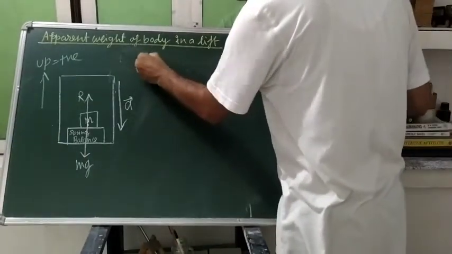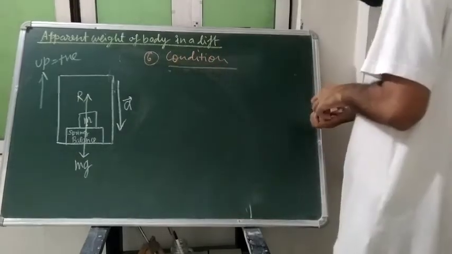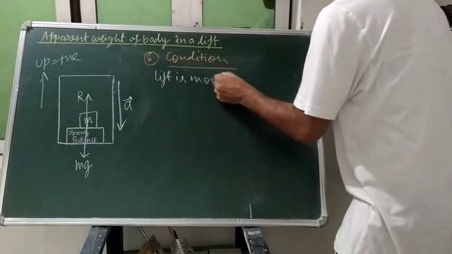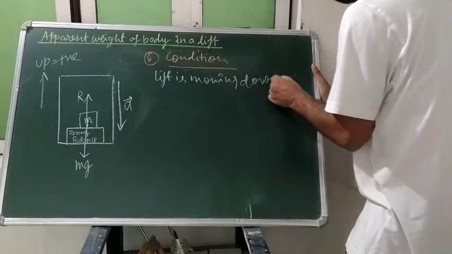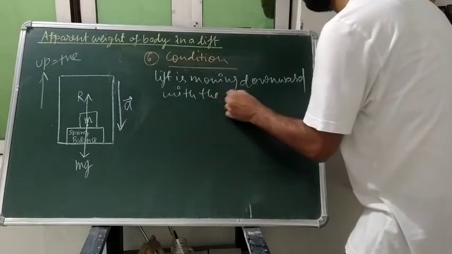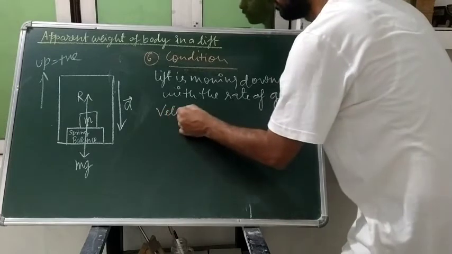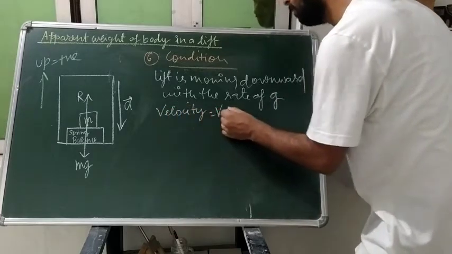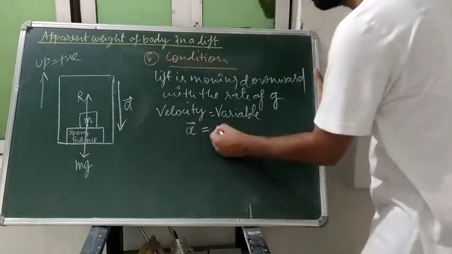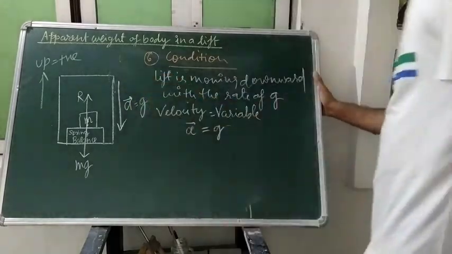Sixth condition is saying to you that the lift is moving downward with the rate of g. So velocity is your variable in this case, and your acceleration is equal to g only. So here you can say a is equal to g now.